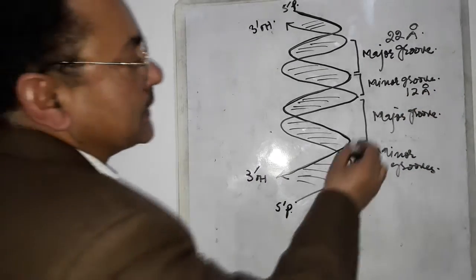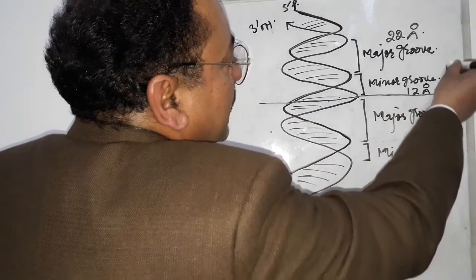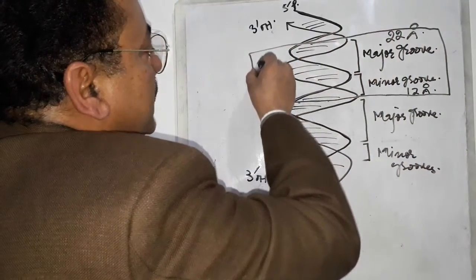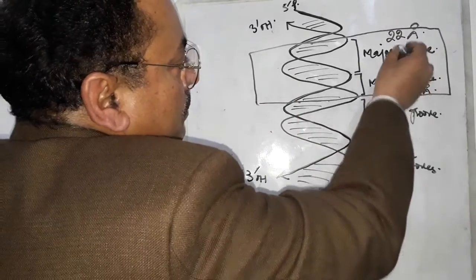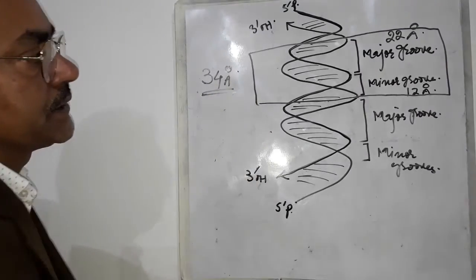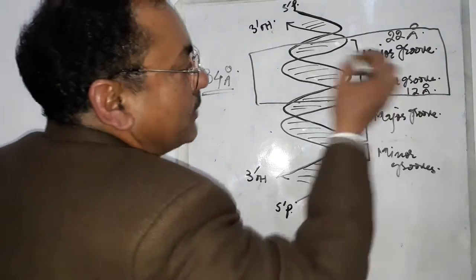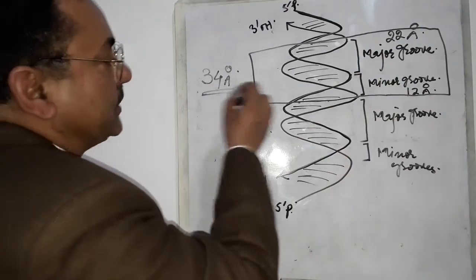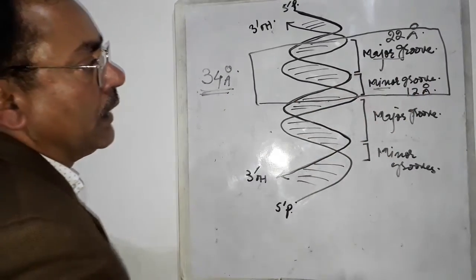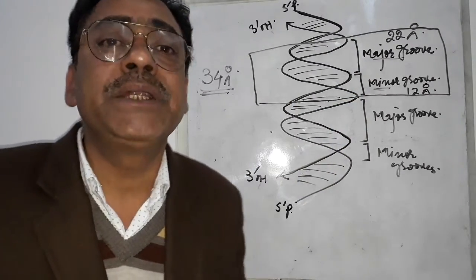And now if you consider the distance upon DNA from one minor groove to one major groove, it will correspond to 34 angstroms. This distance, it will correspond to what? 34 angstroms, 22 plus 12. So this much distance involves one major groove and one minor groove. And this much length of DNA is said to be pitch of DNA.